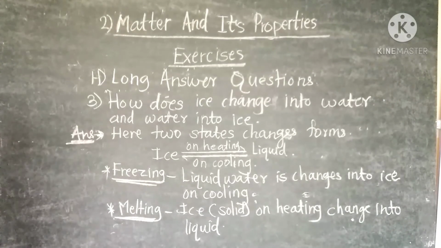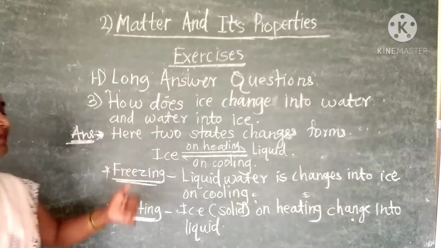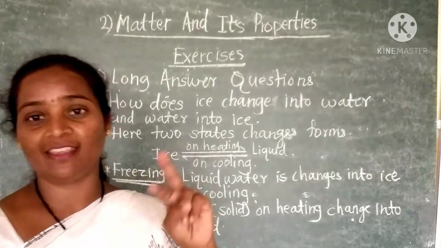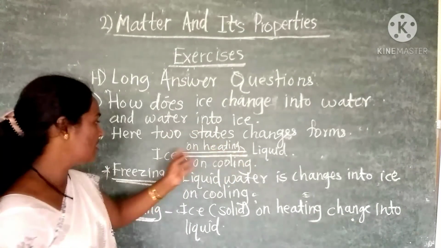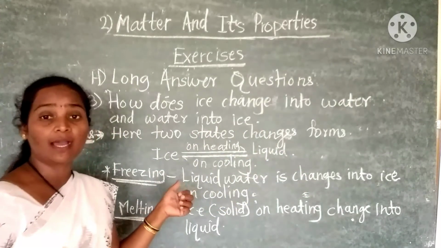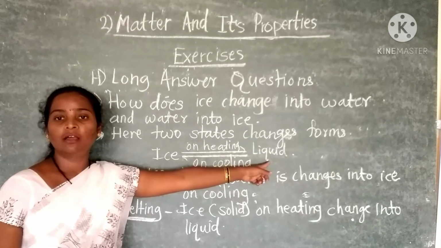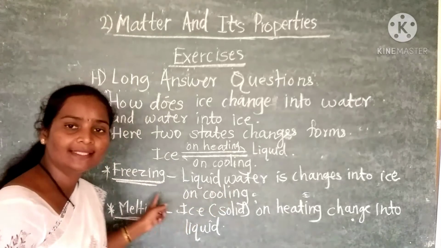This is your third question. How does ice change into water and water into ice? Here two procedures are there, melting and freezing. See, here two state changes the forms. Ice changes into the liquid water and liquid changes into the ice. Ice on heating, it can change into the liquid water, and liquid water on cooling, it can change into the ice.